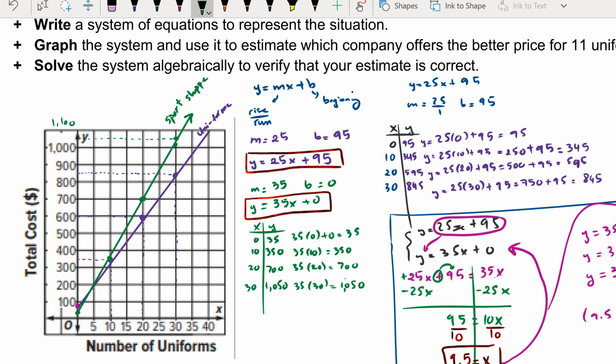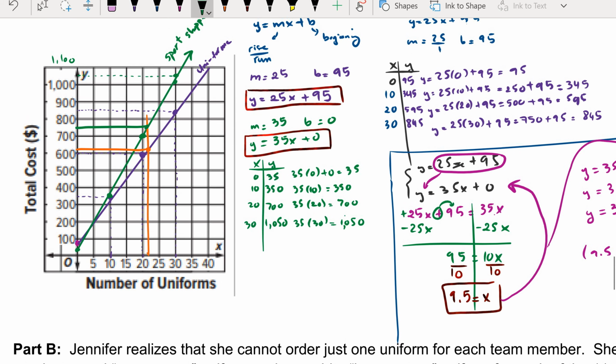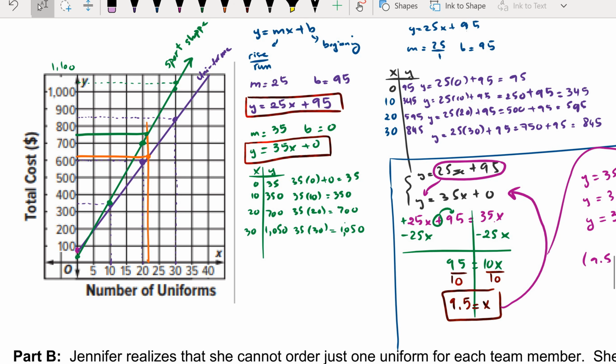So 22 uniforms. If I draw the line going up, 22 is somewhere right here. For 22 uniforms, Unique for Me charges you about $600 something, maybe $625. That is my estimation. And Sport Shopee will charge you about $750. That is our estimation. So based on the graph, you can see that Unique for Me is cheaper.